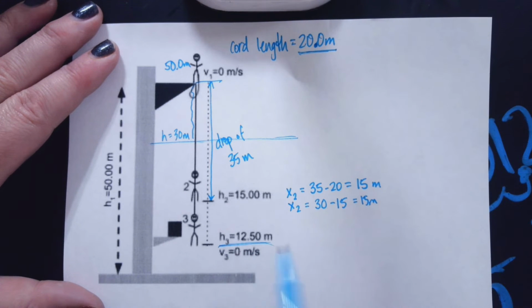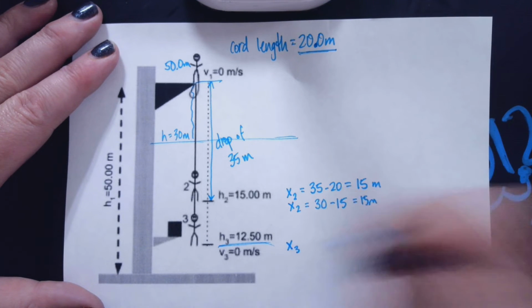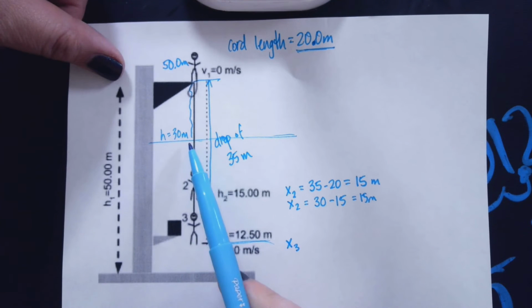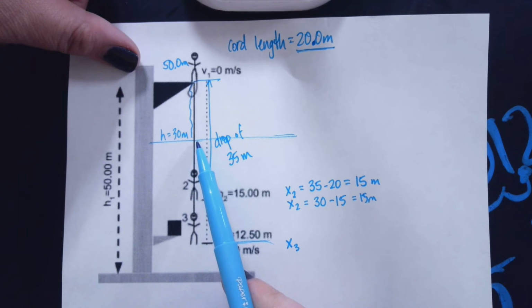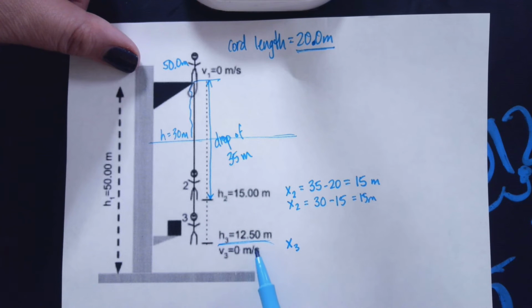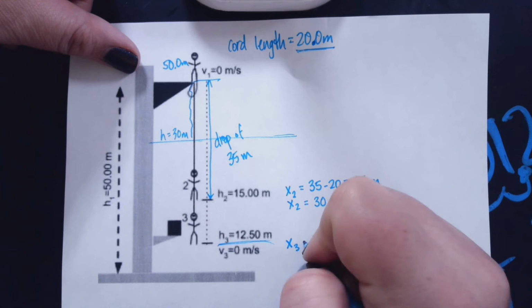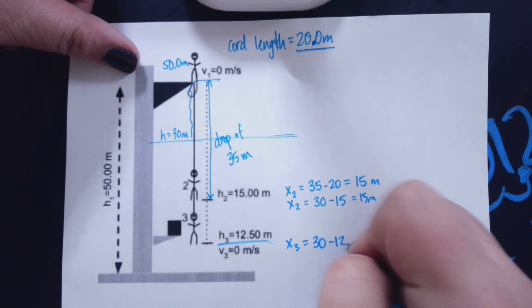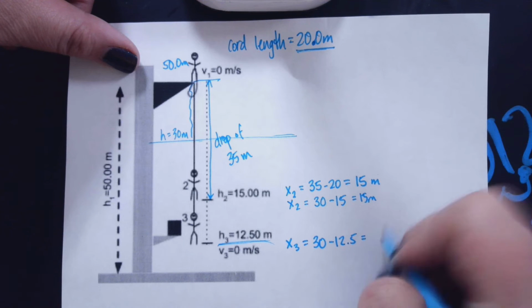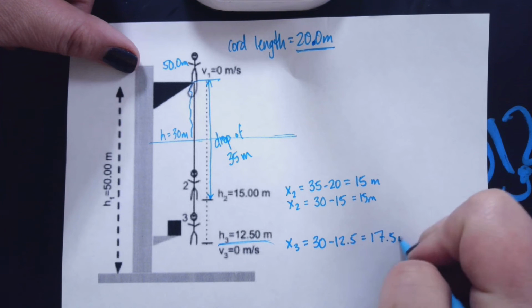For H3, or point 3, the stretch at 3. Again, I'm going to say that the bottom of the cord is at a height of 30 meters, and it needs to stretch down to 12.5. So I'm going to say 30 minus 12.5, which is equal to 17.5 meters.